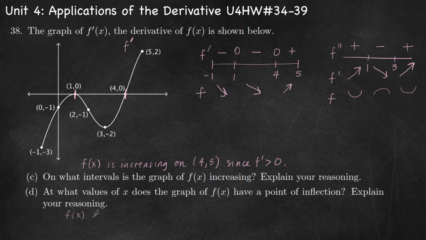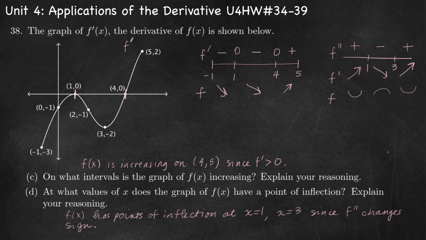F of x has points of inflection at x equals 1 and x equals 3, since f double prime changes sign. Or another justification you can give would be because f prime has a relative max and a relative min at those points.